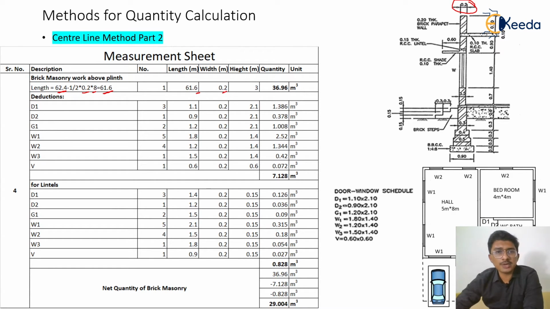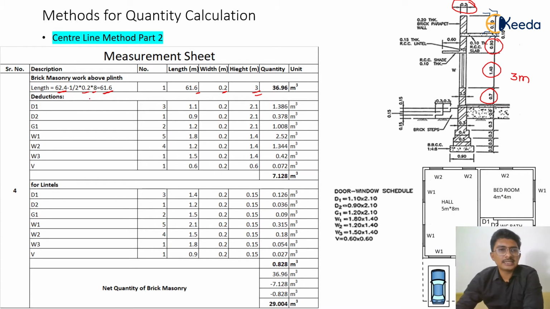The width is 0.2 and the total height that we are going to deal with for the masonry work above plinth level is 0.9 plus 1.4 plus 0.7, that total comes out to be 3 meter. So this is the 3 meter of total height we have with us.